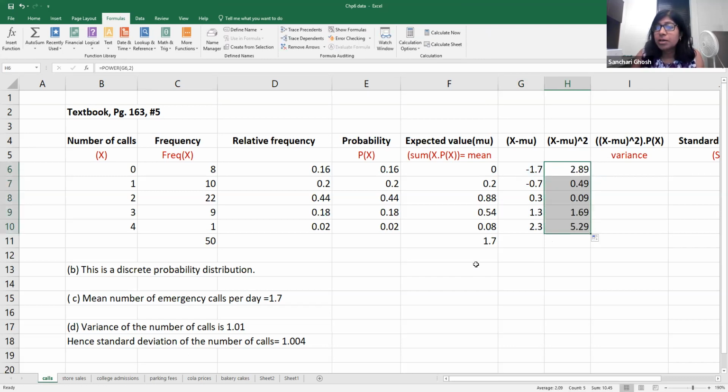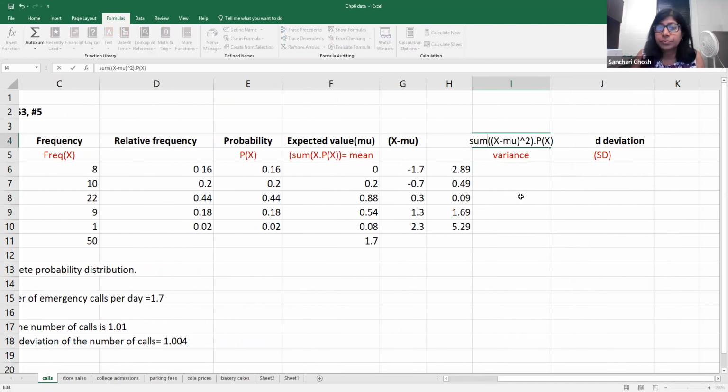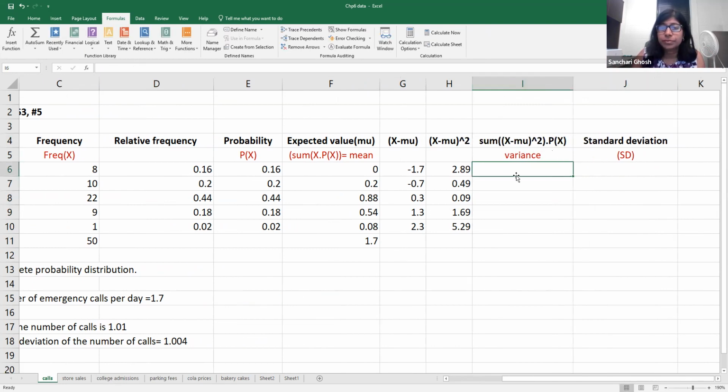Still not done. How do we get the variance part? We're coming to the variance part one by one. Then we'll take its sum, actually. So that is the variance. So this, again, times the probability, the randomness has to be captured.